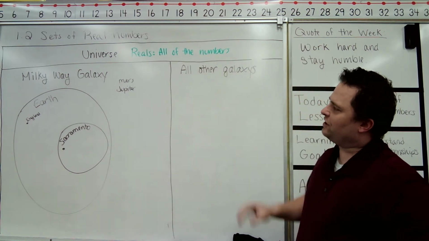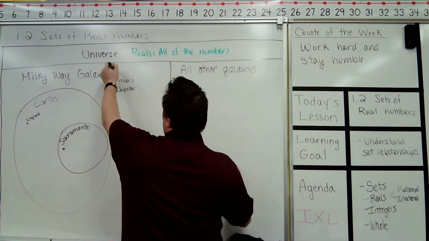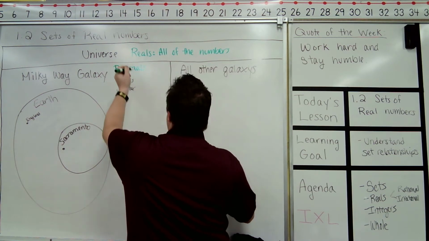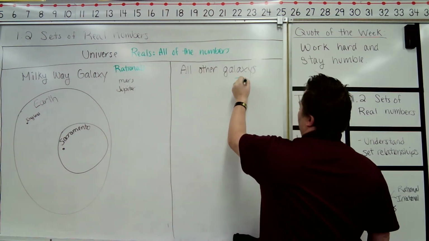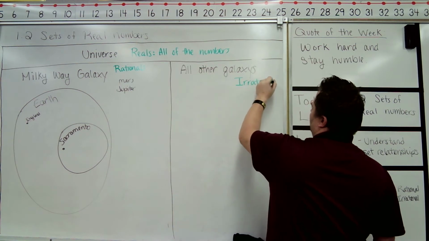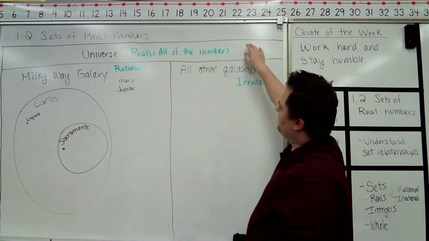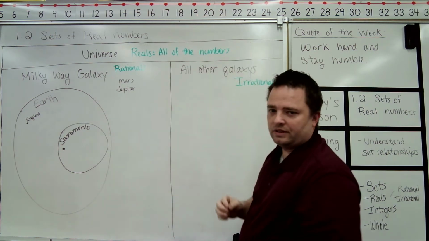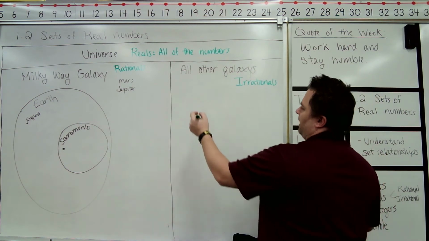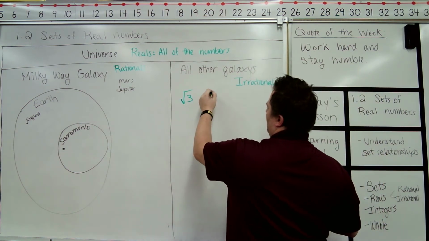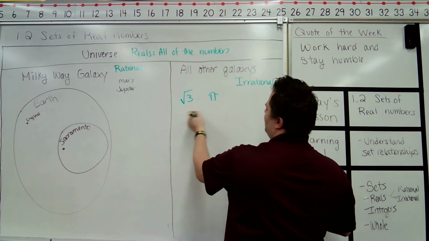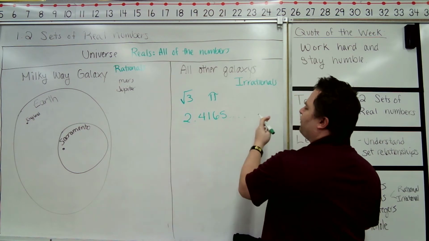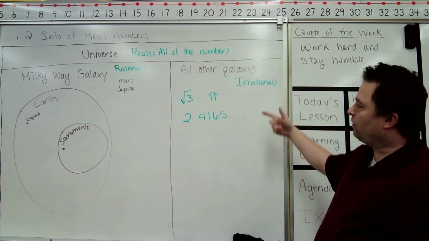Well, what are these partitions here? Well, we can think of the Milky Way galaxy as the rationals. And we can think of these other galaxies as the irrationals. Remember, the universe is made up of two different sets, the rationals and irrationals. They come together to create the reals. Now, things on the irrational side are things like square root of 3 or pi. Or things that continue on like 2.416.3 ... They go on forever without a pattern. And we talked about that already.